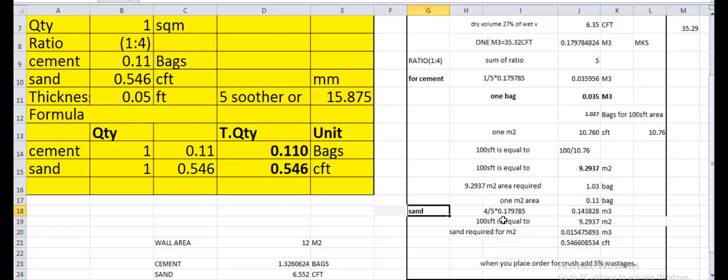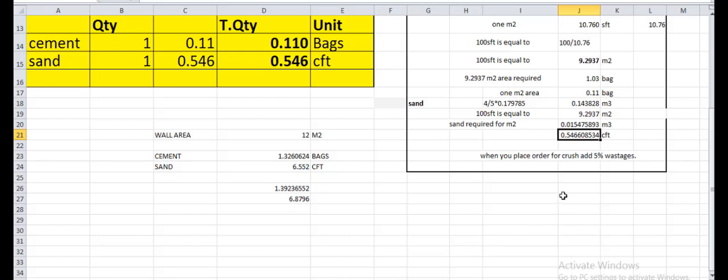For the sand, the ratio is 4 divided by 5. The volume is given, so we get this in cubic meters. The conversion we already told you, and here 100 SFT is equal to 9.29 square meters. For the sand required per square meter, we divide the total by this, and we get this quantity. Then we convert this quantity into CFT, where 1 cubic meter is equal to 35.32 CFT. So this is very simple.